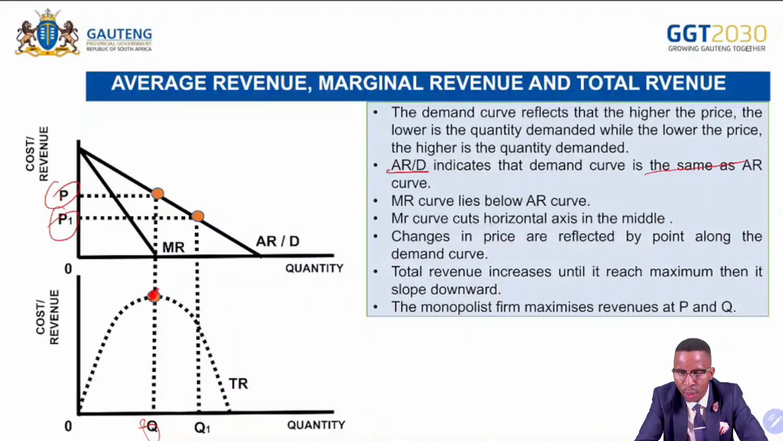The MR curve cuts the horizontal axis in the middle, like you can see here, and then changes in the price are reflected on the points along the demand curve. You can see this point and this point, and then total revenue increases until it reaches the maximum limit, then it starts to be downward sloping. It has increased from 0, went up until it reached maximum, then it started to be downward sloping. The monopoly firm maximizes its revenues, or total revenues, at P and Q. This is our P, and then this is our Q, meaning we maximize total revenue at this point given here. So you can be given a task to draw this graph and explain in your examination for June under the monopoly.